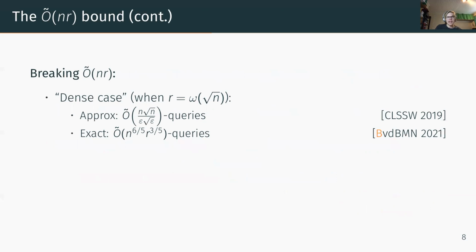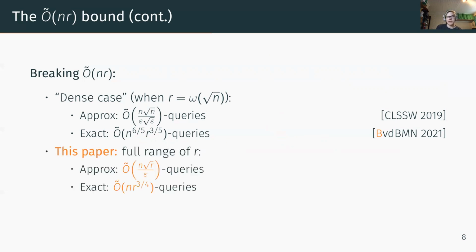So there has been some recent progress towards breaking this nr bound, specifically in the dense case, where r, which is the size of the answer, is large. And particularly in 2019, this was broken in the approximate case by the n√n/ε√ε query algorithm by Chakrabarti, Lee, Sidford, Singla, Wang. And the exact case was broken very recently by Blikstad, Van der Brand, Mukherjee, and Nanongkai by their n^(6/5) r^(3/5) query algorithm.